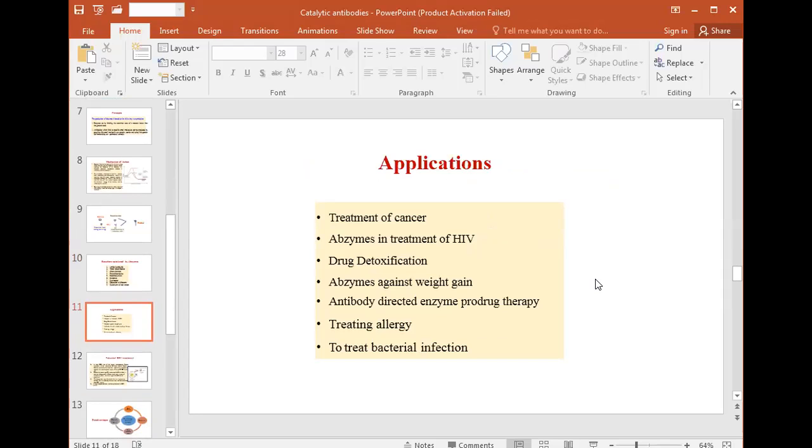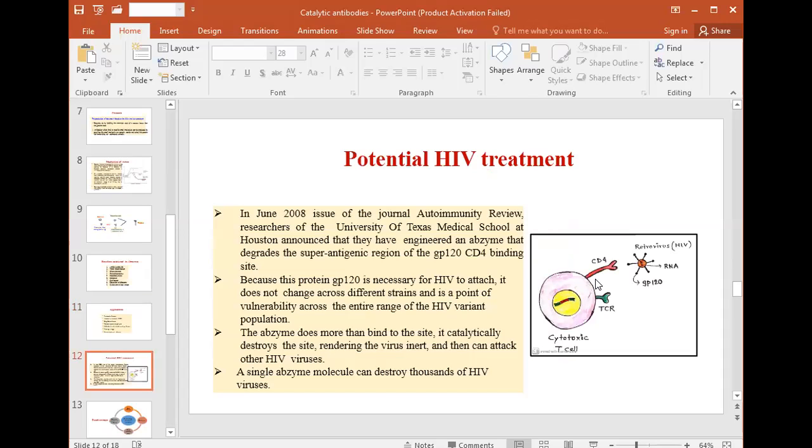Now, where can we apply these particular monoclonal antibodies? For the treatment of cancer, for the treatment of HIV, drug detoxification, and also against weight gain, as well as antibody-directed enzyme prodrug therapy, in treating allergy, and treating bacterial infections. So these are the fields where we can apply these enzymes, mostly as therapeutics. As I said, we can apply it for HIV treatment, and pioneering work was done by Dr. Sudhir Paul, that it can be a means for the prevention or potential treatment of HIV.